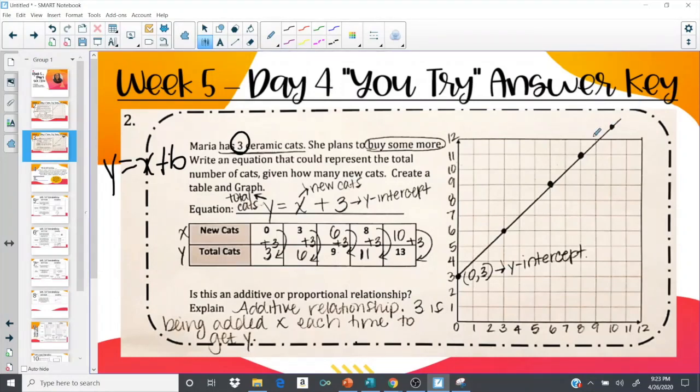After that, grab your straight edge or your ruler, and you should connect the dots to create the line.